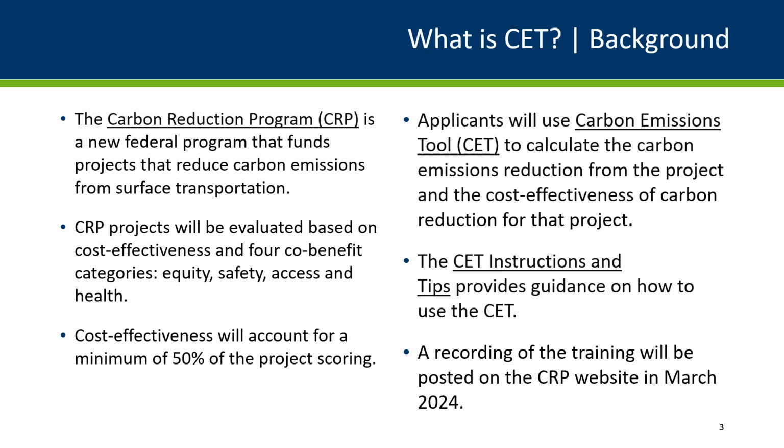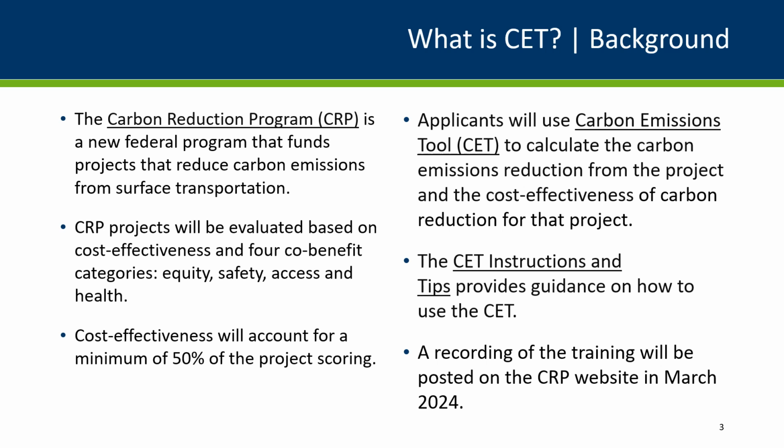The Carbon Reduction Program, CRP, is a new federal program that funds projects that reduce carbon emissions from surface transportation. This funding program is part of the Bipartisan Infrastructure Law, with a proportional allocation to the state of Minnesota. Currently, MPOs and districts are selecting projects for fiscal years 2025 and 2026 by June 2024 for inclusion in the state's Transportation Infrastructure Plan, or STIP.